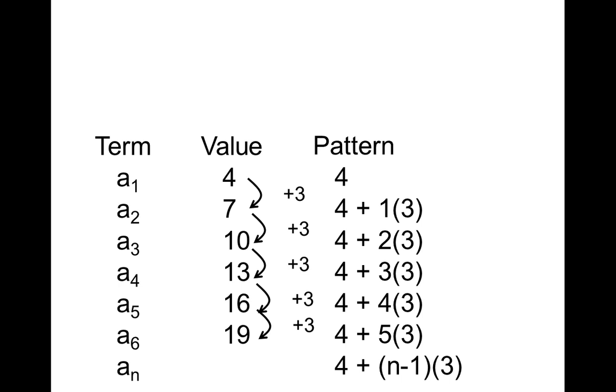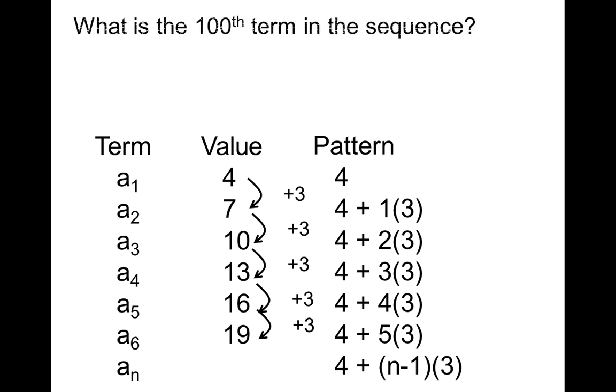If we take a look at that, we could generalize it and say that for this particular sequence, we know that we always start with the 4 and then we add a number of 3s. So how could we get to the 100th term in the sequence? Well, we could start with the 4 and then we could add 99 more 3s, which would mean the 100th term of the sequence is 301.